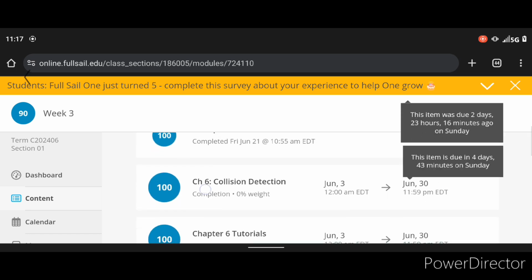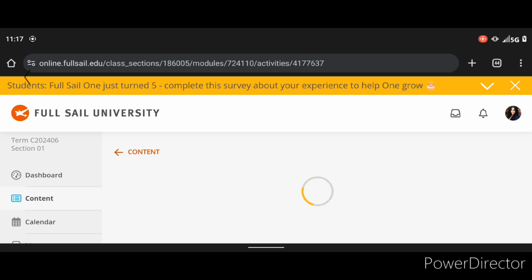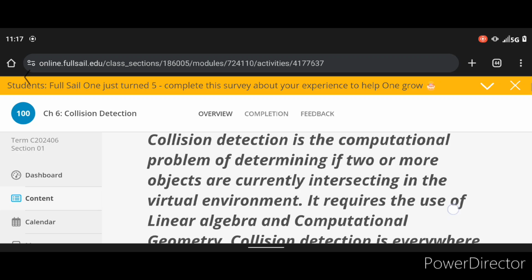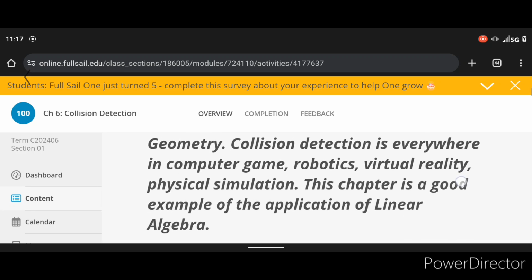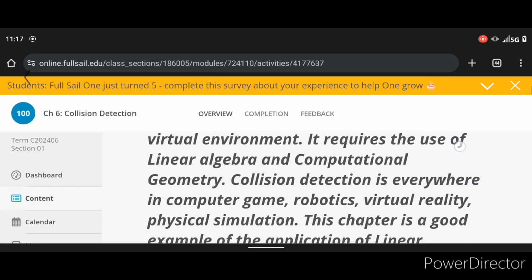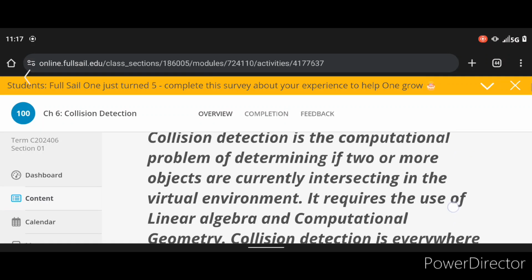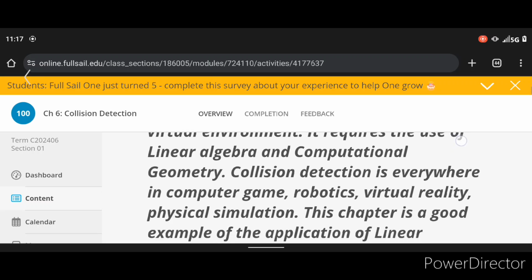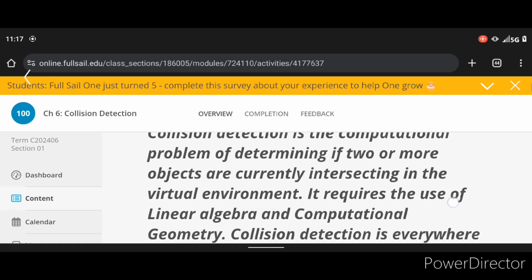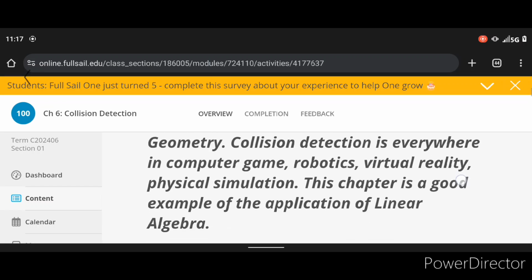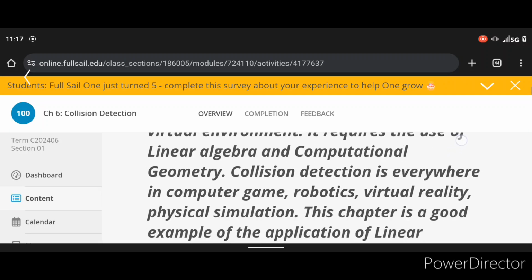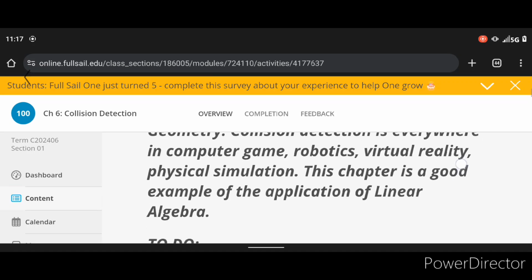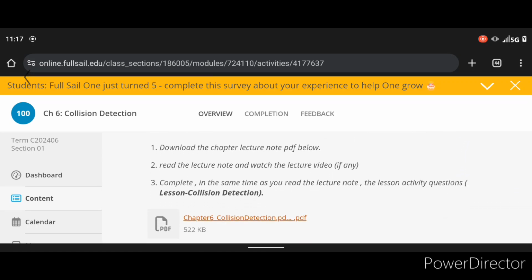Chapter 6 was all about collision detection. Collision detection, based on the definition, is the computational problem of determining if 2 or more objects are currently intersecting in the virtual environment. It will be used a lot in the gaming industry, in particular virtual reality, physical simulation, computer games, robotics, all that kind of stuff. This is going to be extremely important for me to understand.